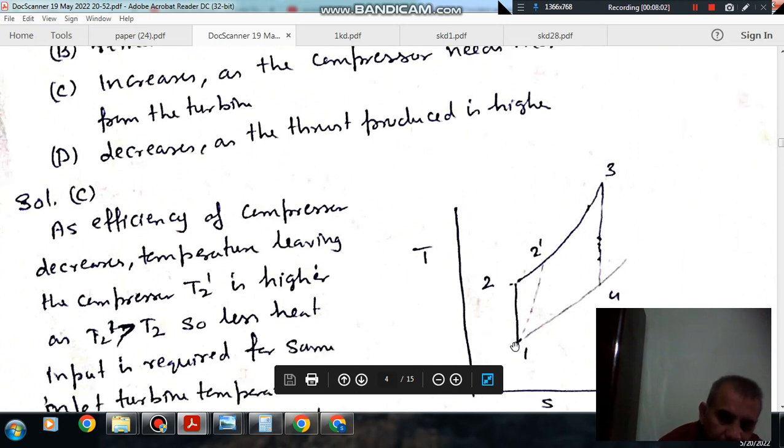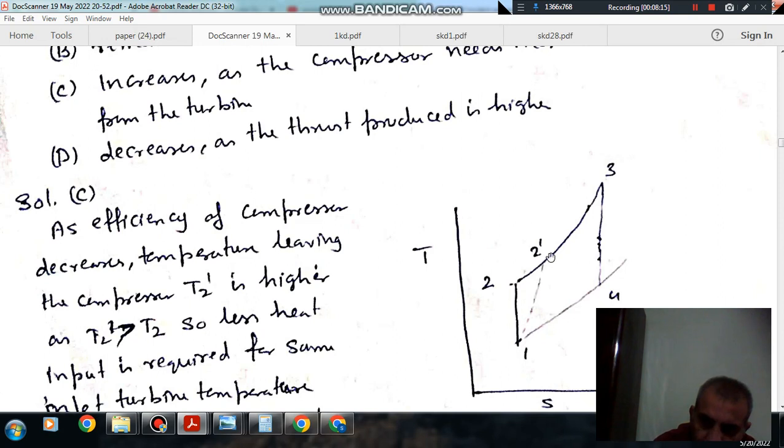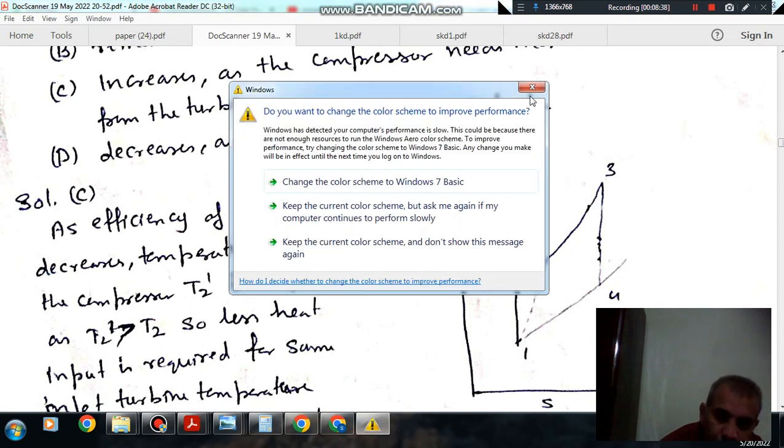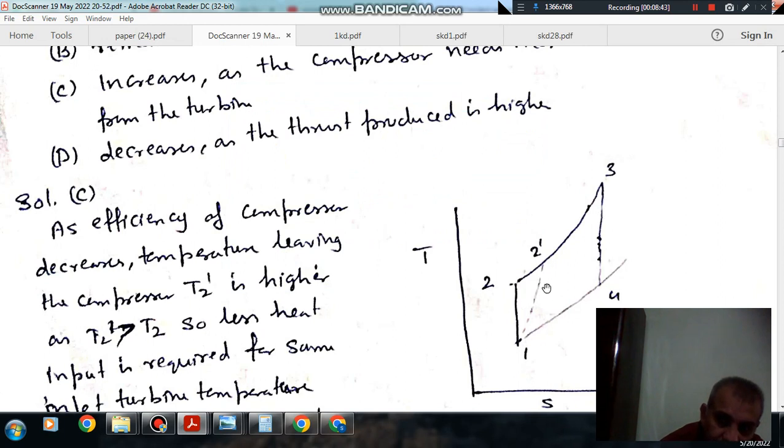So when the compressor efficiency is decreasing, this isentropic curve shifts from 1 to 2, 1 to 2 dash. And with more decrease in compressor efficiency, this curve shifts further towards this. Okay. So it means that we have to supply lesser heat to reach that temperature. But this compressor is run by the turbine, so the turbine has to supply more work to the compressor. But this increase in work is more prominent as compared to the lesser amount of heat energy.